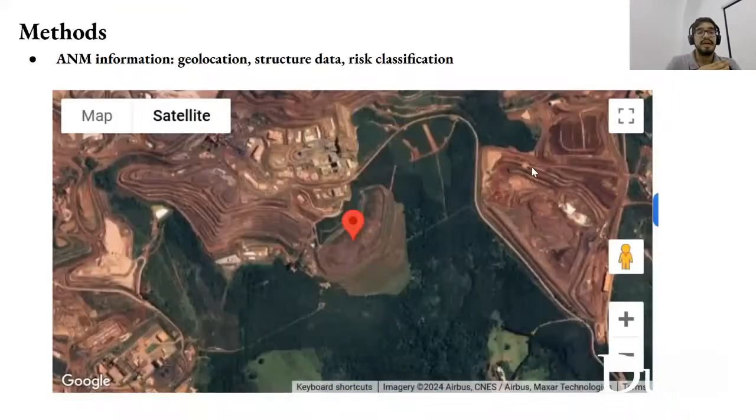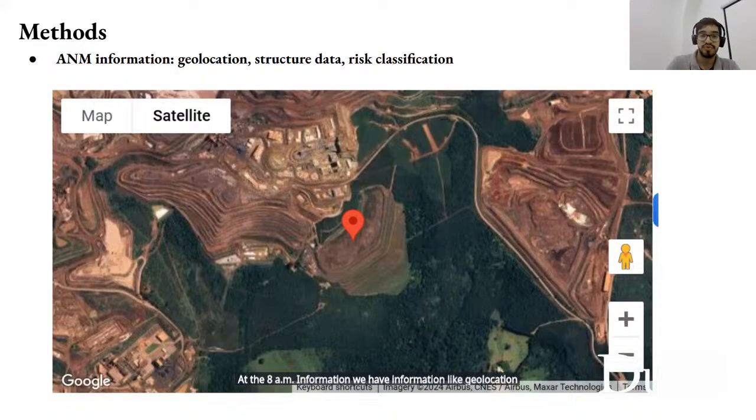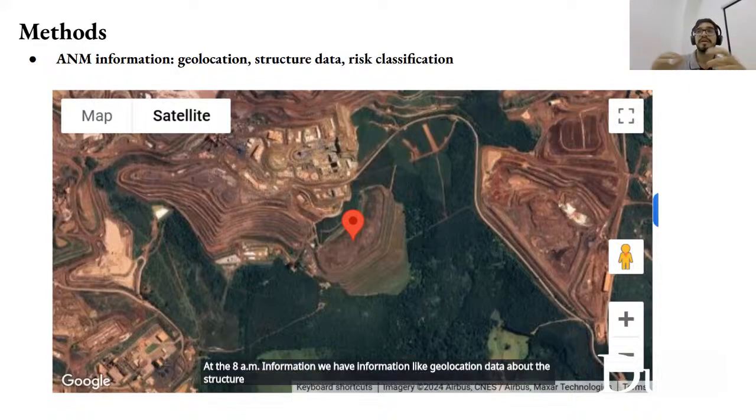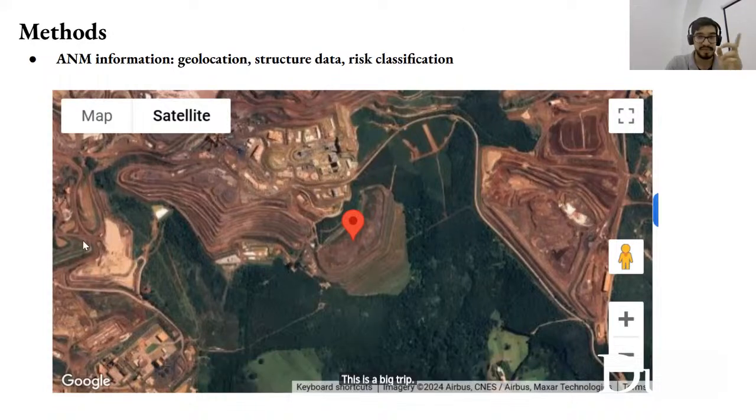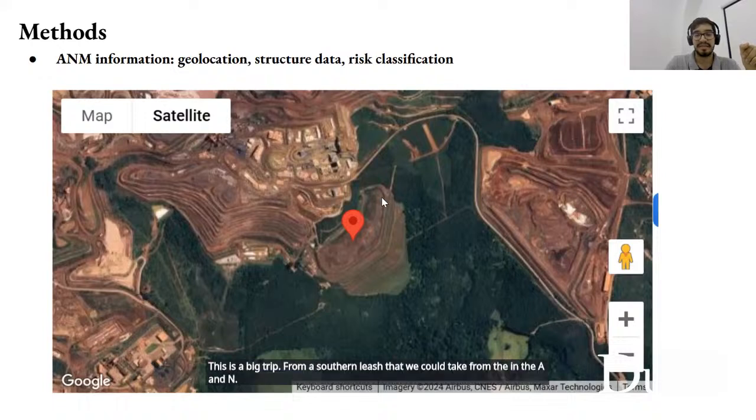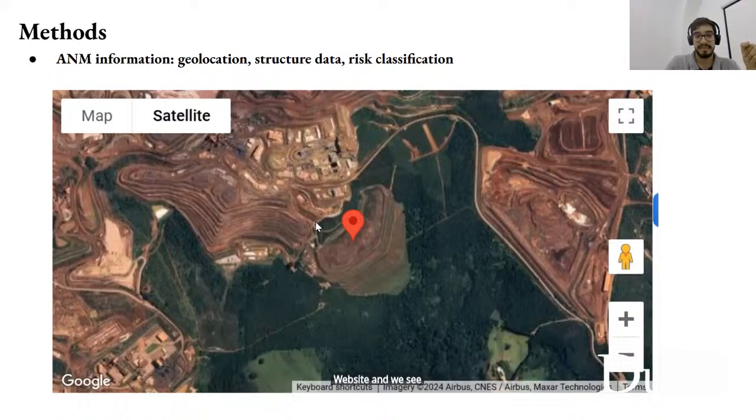In the ANM information, we have geolocation, data about the structure, like the volume and the weight, and the risk classification of each dam in Brazil. This is a picture from a satellite image that we could take from the ANM website, and we see here a dam, and we have other construction around it.